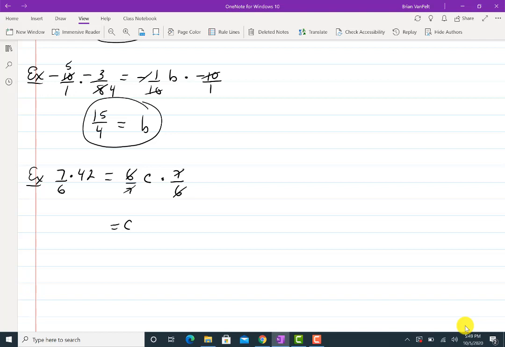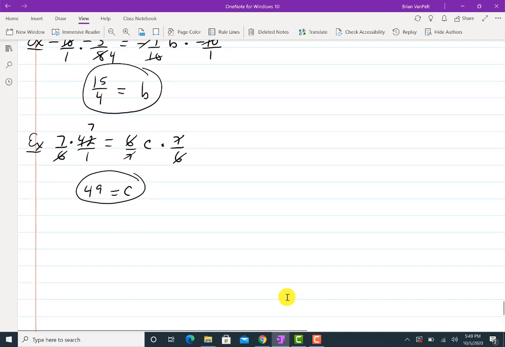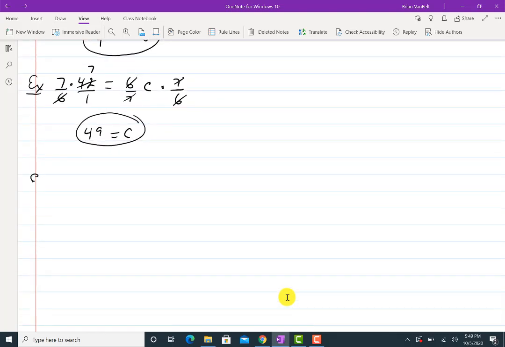The other side I can handle if I put the 42 over 1. 6 goes into 42 7 times. So now all I'm left with is 7 times 7 over 1. That's 49 over 1, which is just 49. Let's see what we have next.